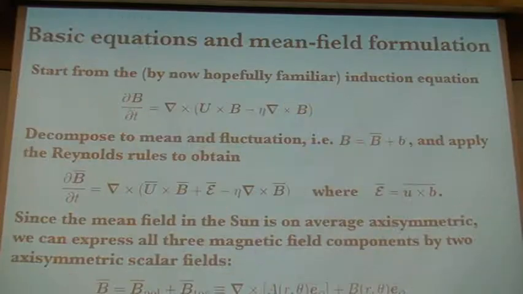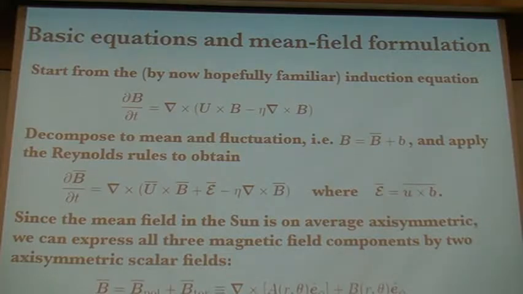We turn to our equations, and I hope that at least the induction equation is now familiar to everybody. And then we do what people have done here many times in these talks. We decompose these fields into a mean and fluctuating part, and then apply the Reynolds rules, and then we obtain the mean field induction equation, where we have an extra term, the electromotive force, which is just a correlation between the small-scale velocity and small-scale magnetic field.